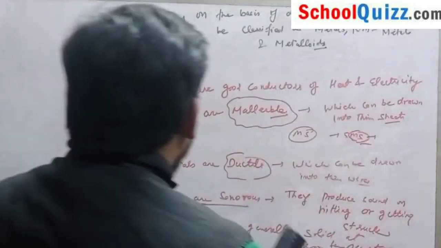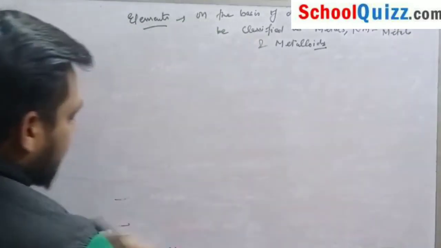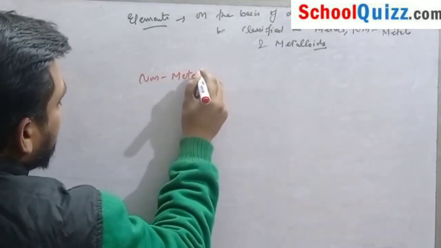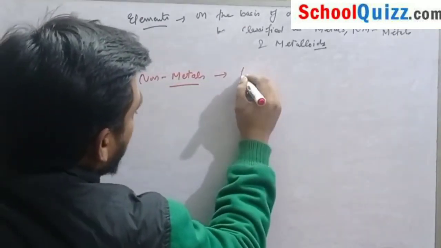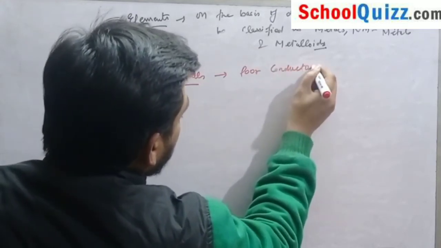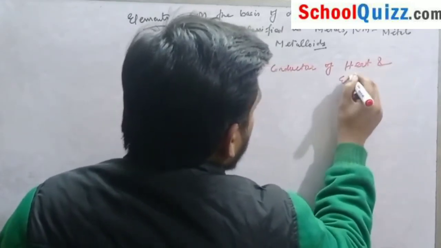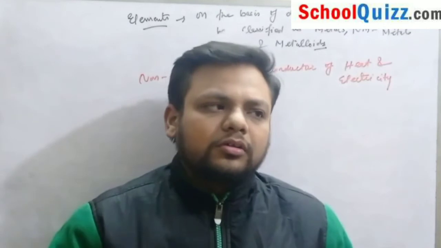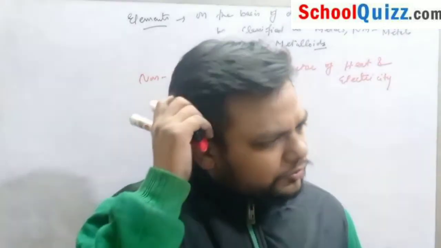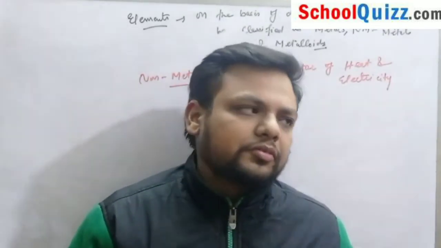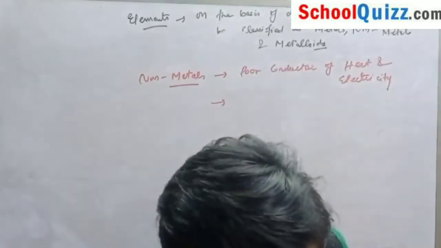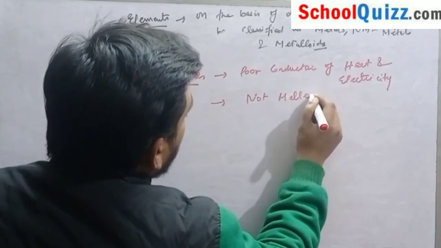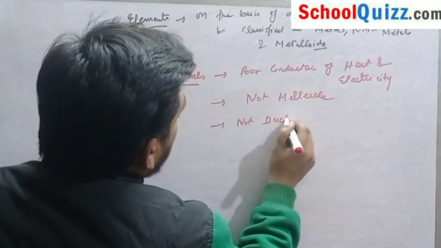Now we will discuss non-metals. What are non-metals? It's just the opposite of metals. They are poor conductors of heat and electricity. No doubt exceptions are there, but we don't have to discuss exceptions here, because you have already discussed what metals, non-metals, and metalloids are, so I am giving you just a brief explanation. Poor conductor of heat and electricity, not malleable, not ductile.